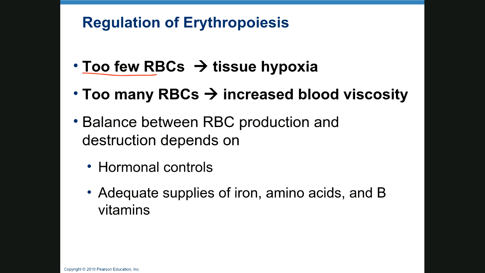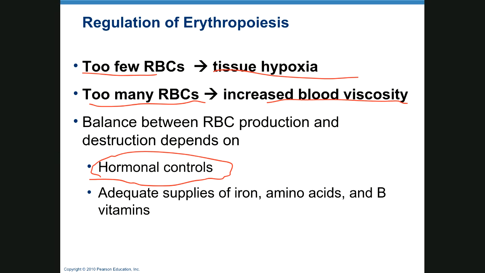Now, blood cell production needs to be correct, because if you have too few, you have tissue hypoxia. Too many, you get sludge blood, increased blood viscosity. It depends on hormonal controls, erythropoietin specifically, and adequate supplies of the raw ingredients for making a red blood cell. Iron, amino acids, B vitamins.